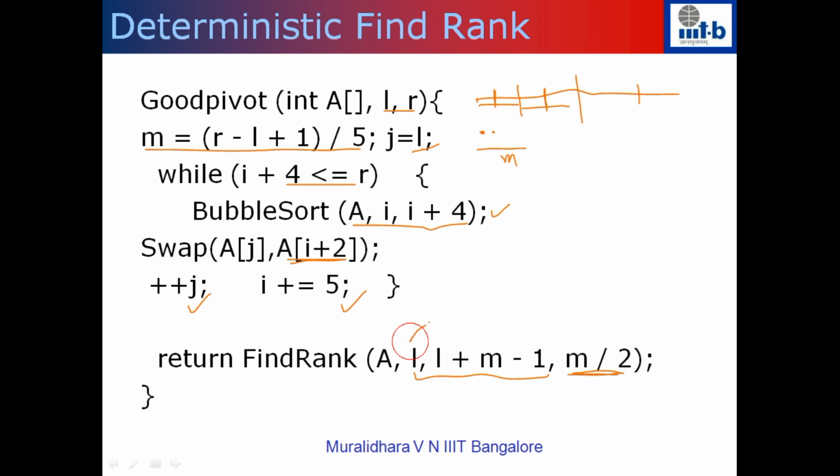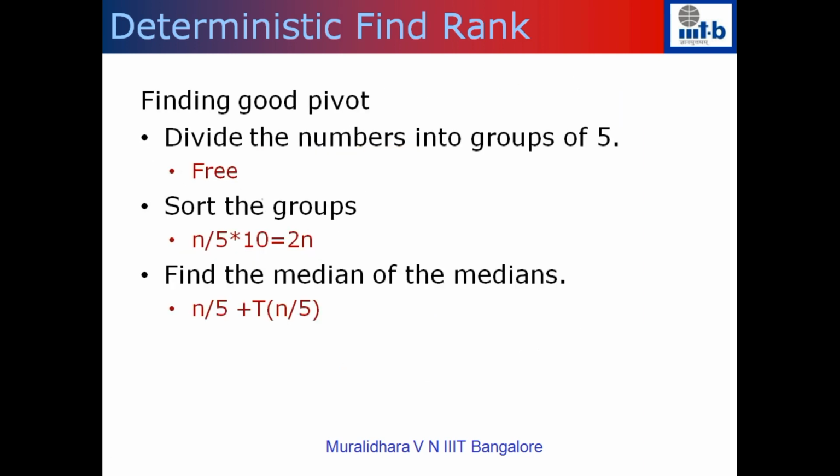So from here to here there are m elements. The median is an element whose rank is m by 2. For that we can just recursively call the find rank function, which is the function that we are already looking at. When you call this function, since it will have only n by 5 numbers, it will terminate faster. So in summary, dividing the numbers into groups of 5 is more or less free for us. It's already an implicit representation.